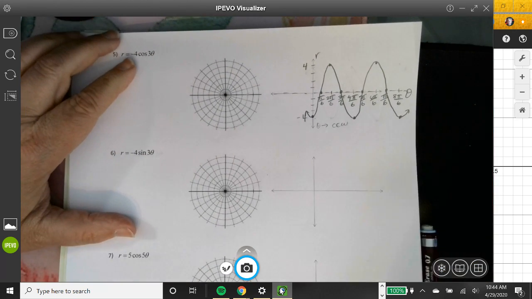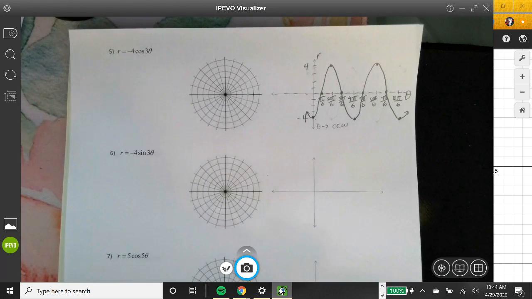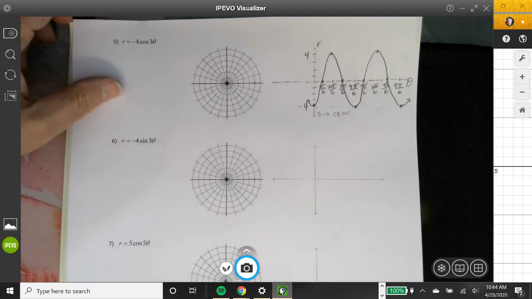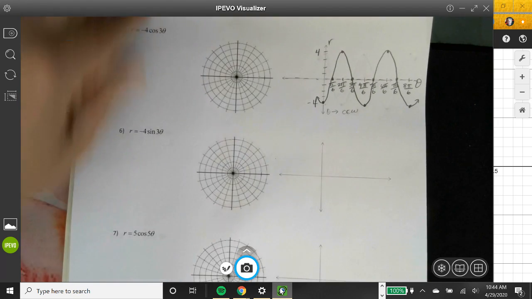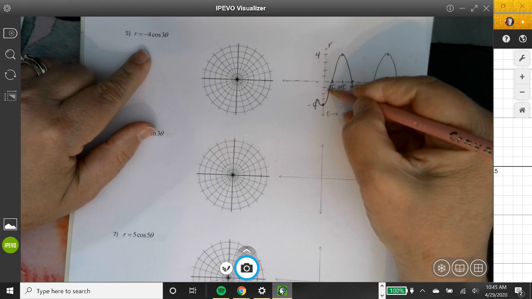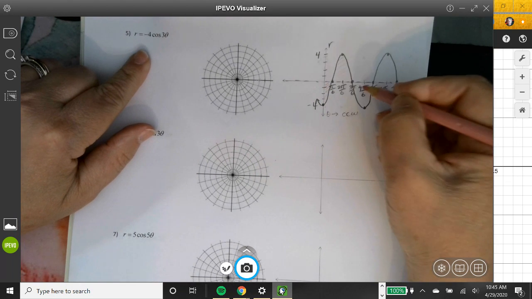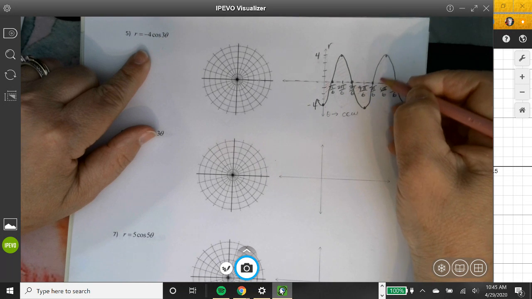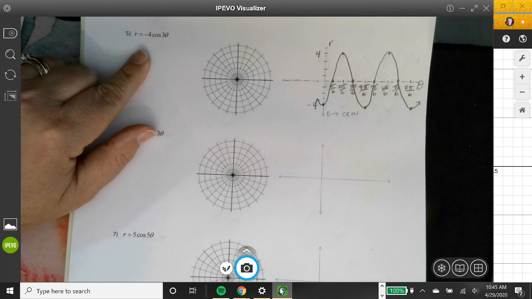All right, but still, let's talk about the number of petals. We expect how many petals? Oh, well, we expect 3 petals because we have an odd period factor. B is 3. So this would be half a petal. This would be a whole petal. This would be a whole petal. And I think I only have to go to pi because this is another half petal. All right, so let's graph it.